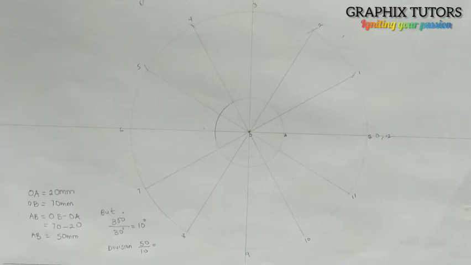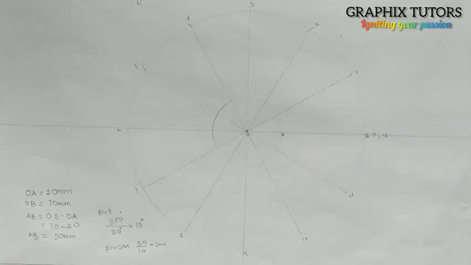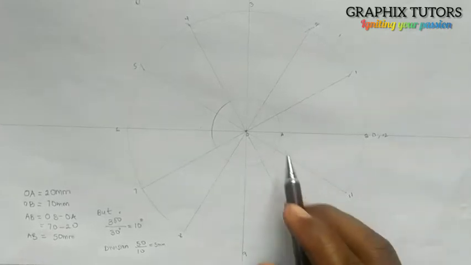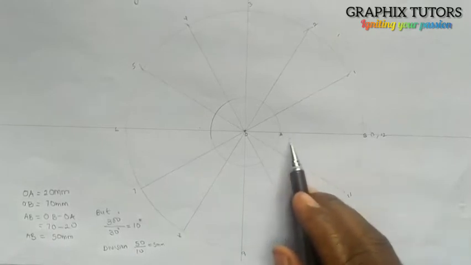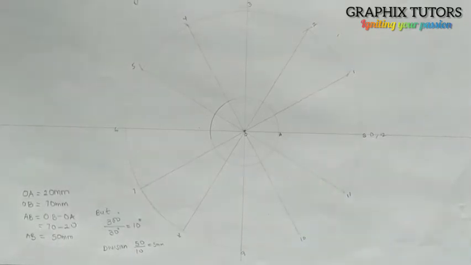5, right? So we have 5 millimeter each. So what we are going to do here is this. We are having 5 millimeter, so that means I will divide this into 12, using 5, 5. So what will I do?